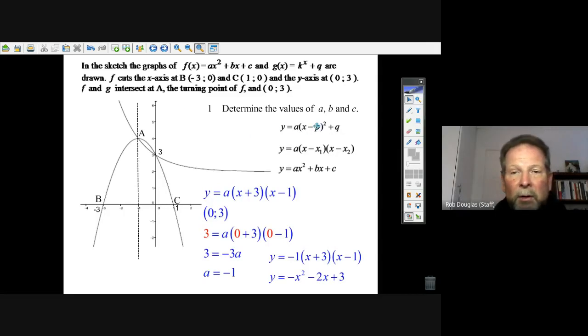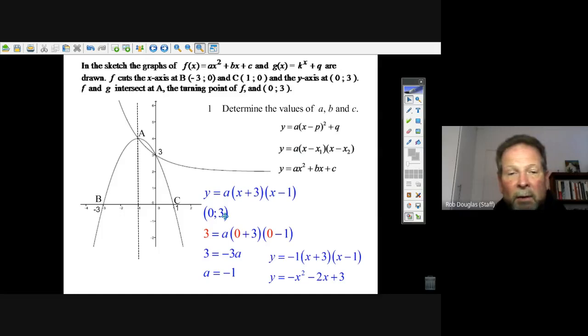What you have to do is think about this. What did they give us? Well, they didn't give us the turning point, but they did give us the x-intercepts. So this is the key, the intercept form. They've given us the intercepts, so all we have to do is put them into the formula. Minus 3, that'll be x plus 3. And then we've got 1, so it's x minus 1. There, we've got the equation of the parabola, and we can figure out a.